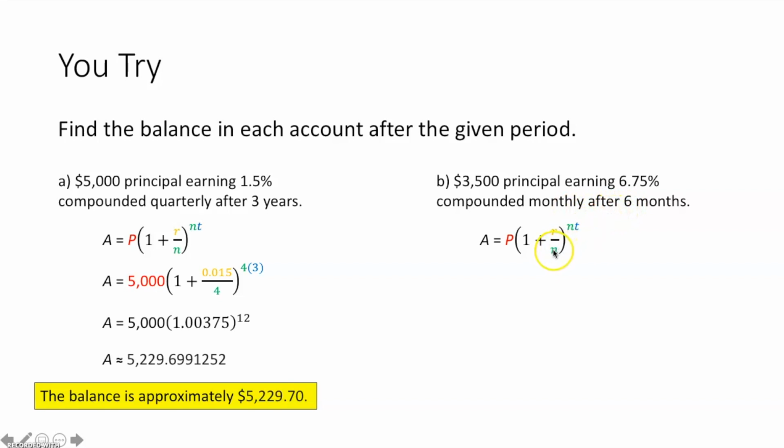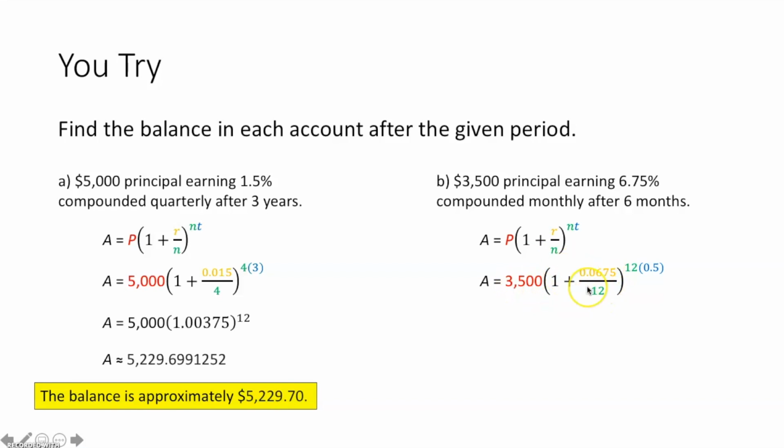Interesting. So it's still a 12 that we put for our N because that's the number of intervals, but for our T, since it's in years, 6 months is half a year. So in for T, we're going to put 0.5 or 1/2. Now, what we're going to do is we're going to simplify this.